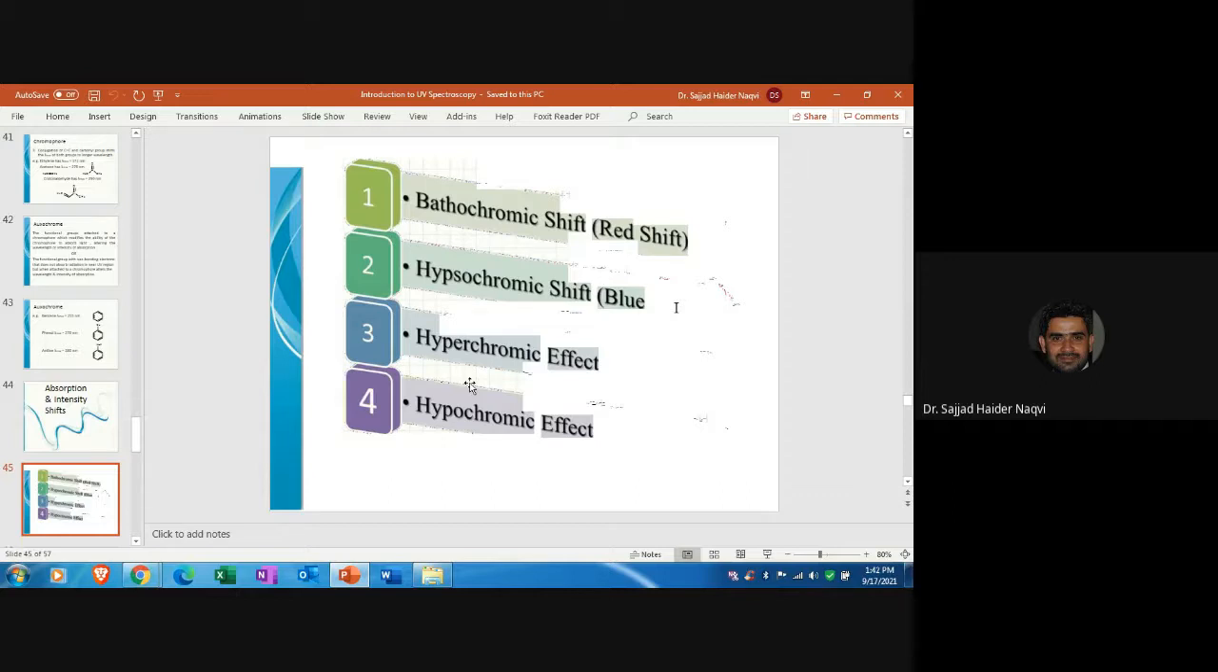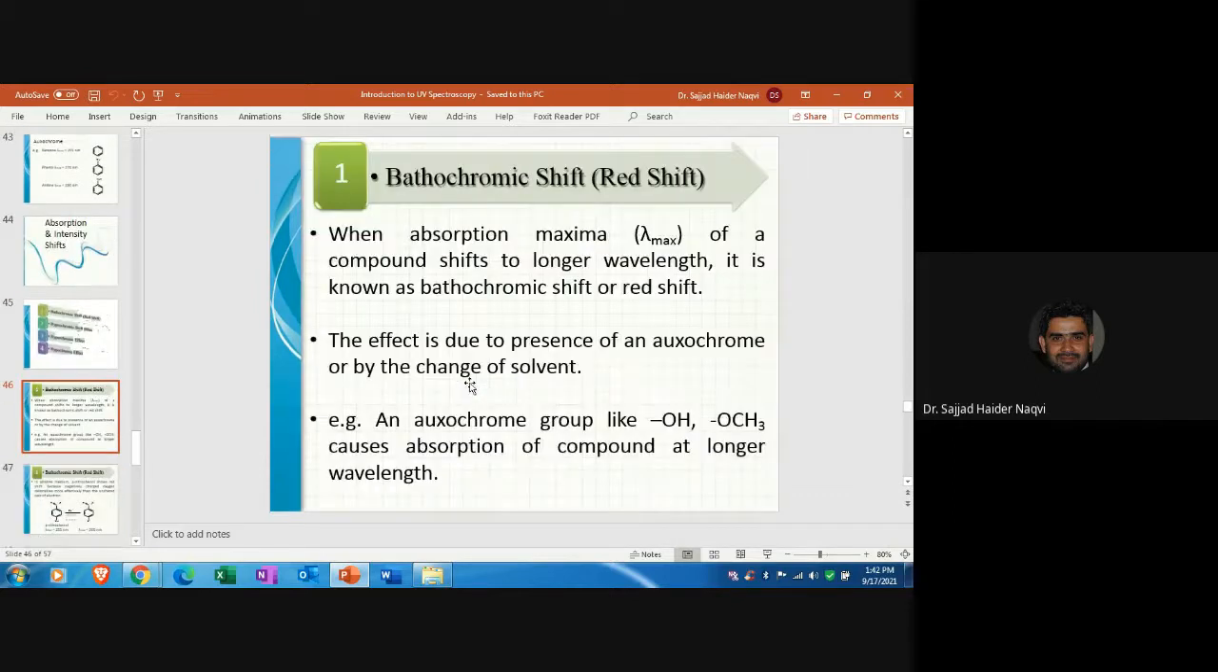Now, these are the shifts actually. As a result of the absorption, the energy levels are changed, and because of the change of the energy level, there is a change or a shift in the intensity, and that's what we call intensity shift, which I have just discussed with you. There are four types of that. So let me go into the detail of them one by one.